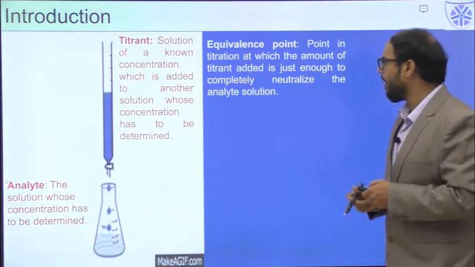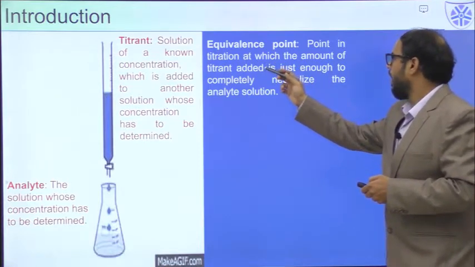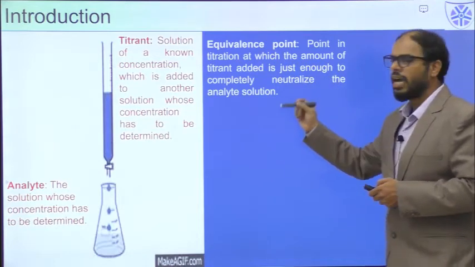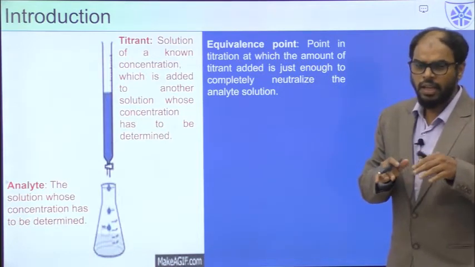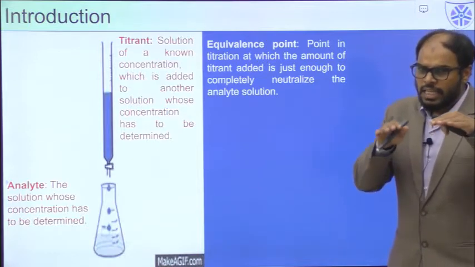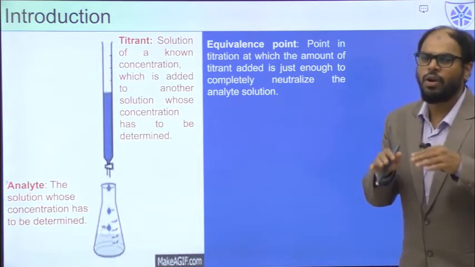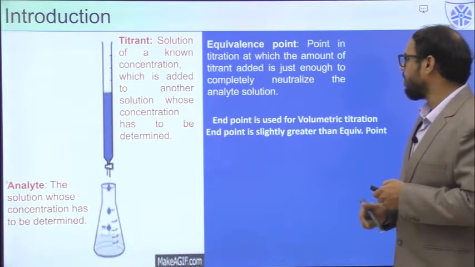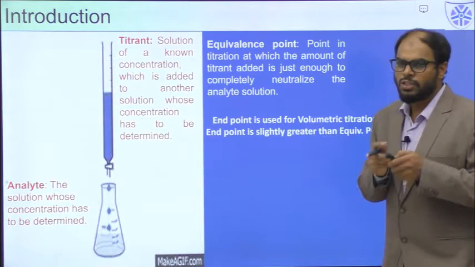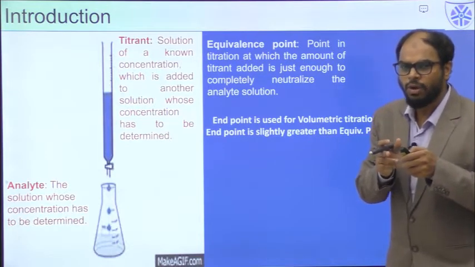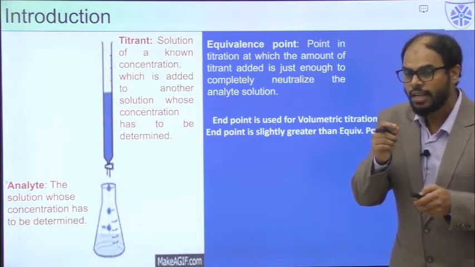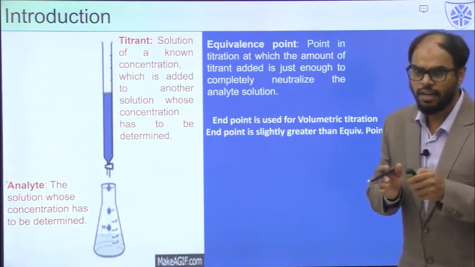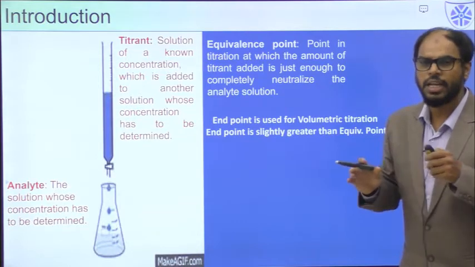What is meant by equivalence point? It is the point at which the amount of titrant is just equal to, or neutralizes, the analyte solution. A point where the amount of titrant is equivalent to the amount of analyte, we call the equivalence point. We should remember that we are not going to use the term endpoint, because endpoint is used whenever we go for volumetric titration, where we use an indicator. Here in potentiometric titration, we should be very careful that we are not going to use any indicator.